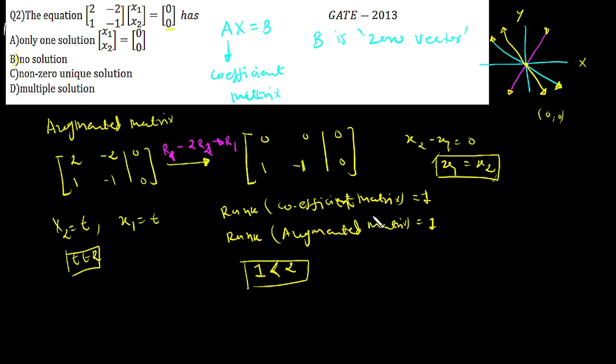Now we have to select a general variable for either x1 or x2. It does not make any difference whether we select x1 as the free variable or x2, because they are both equal. So the system has multiple solutions. Here t may take any value like 1, 2, 3, 5, 6, anything, and the system is always going to be satisfied with that number. So option D is the correct answer for this question.